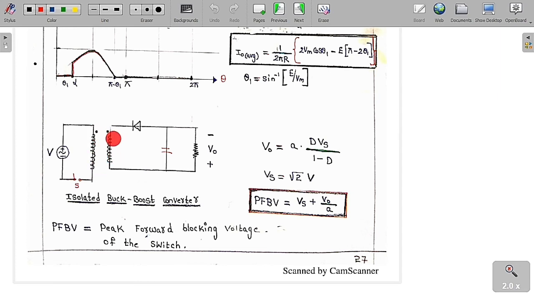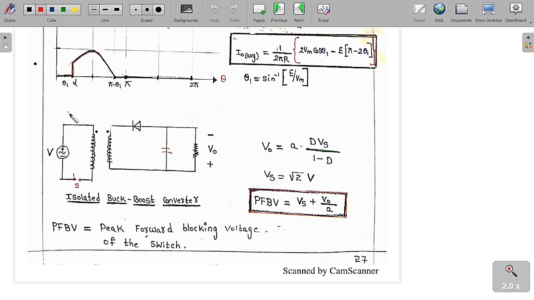So these are the dotted terminals. Here there is a diode, and this is a capacitor, and this is the load voltage plus or minus V0. Then you can see it is an isolated buck boost converter. This is a buck boost converter.